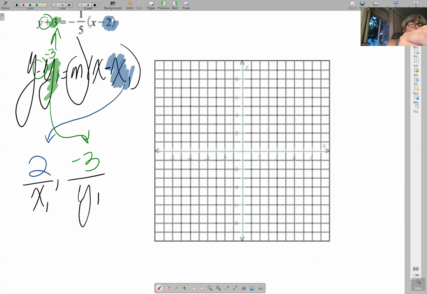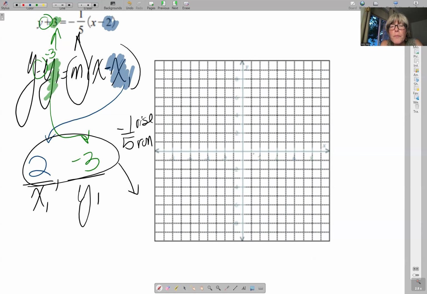Our slope is right above it, is negative 1/5 rise over run. You know it's a negative. So you start at this point, positive 2. So 1, 2, down 3, 1, 2, 3, positive 2, negative 3. Then you count your slope. I'm going to rise 1, run 5, 1, 2, 3, 4, 5.